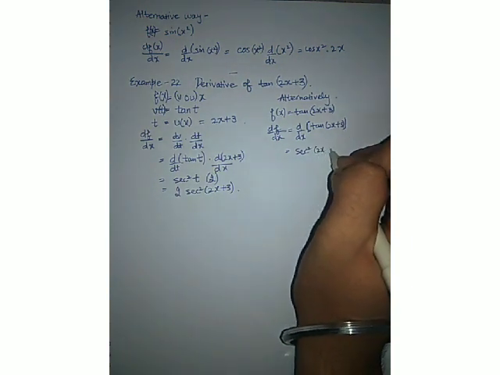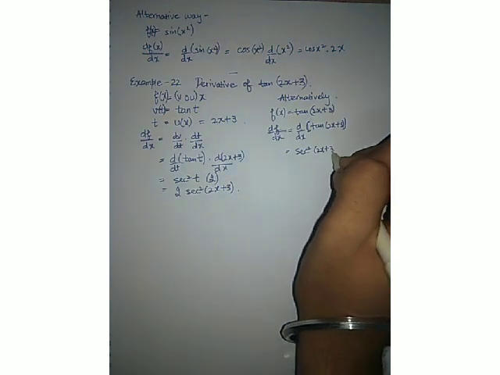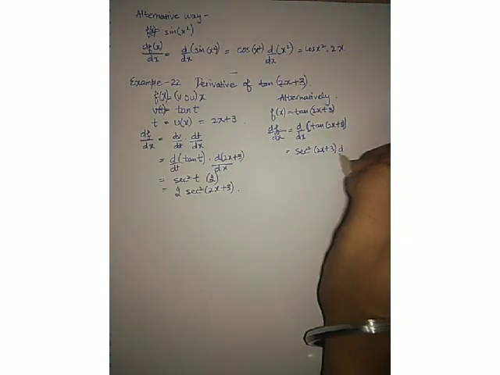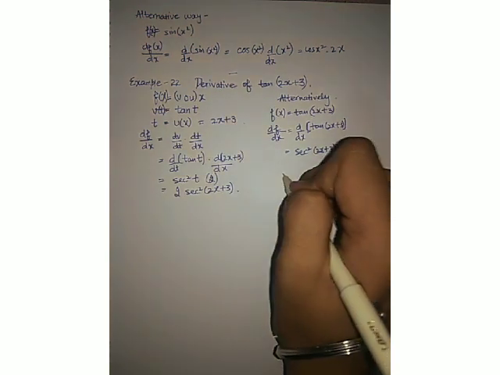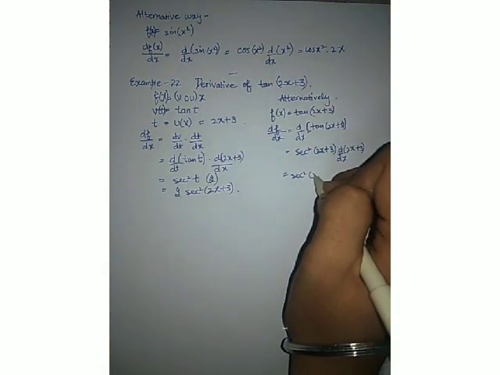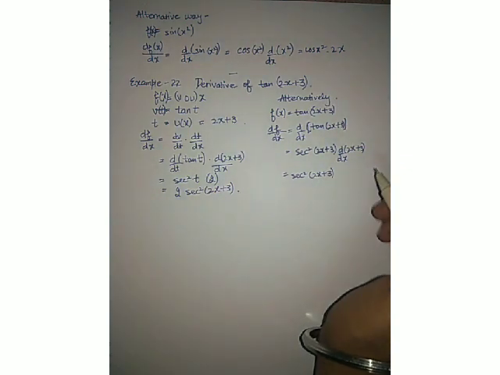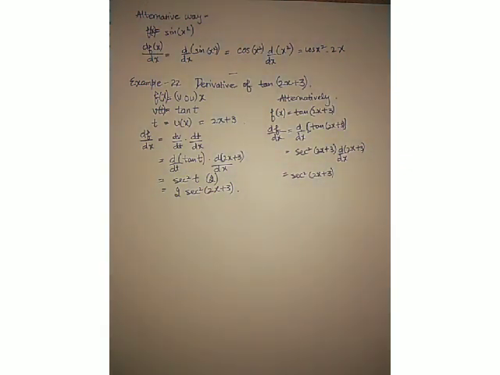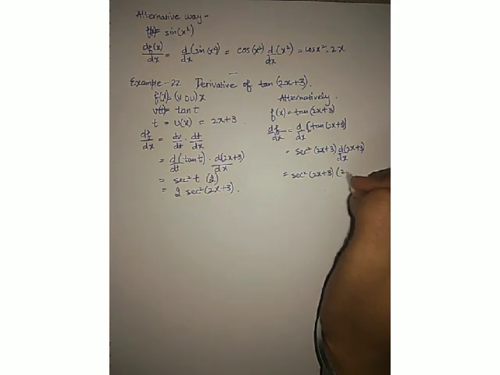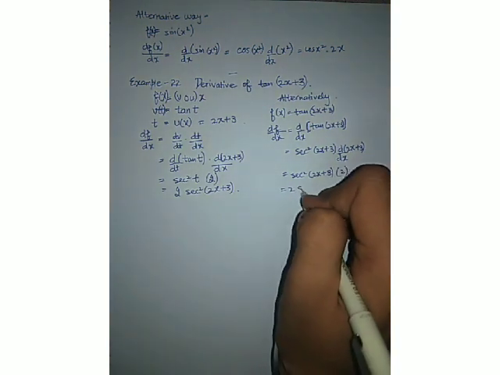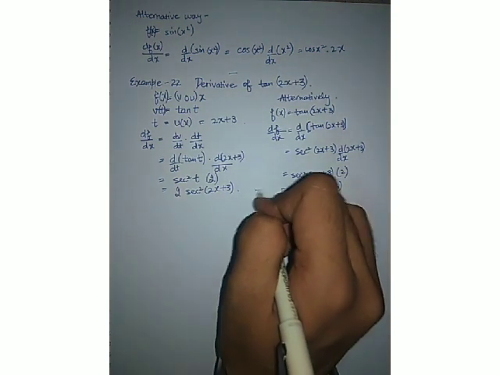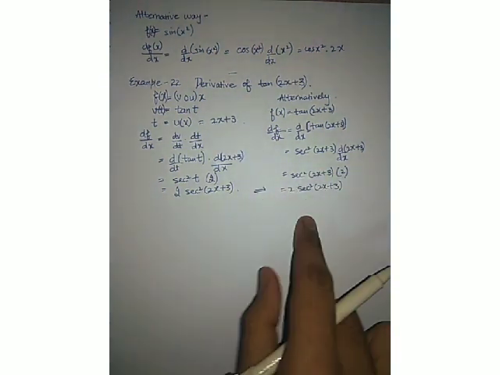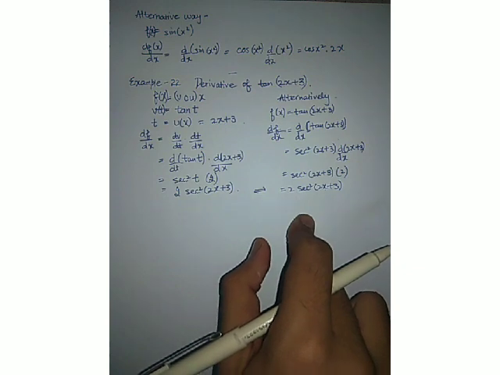What's x now? What's the angle? That is 2x plus 3, and you will definitely differentiate 2x plus 3 with respect to x, again with secant square of 2x plus 3. What will be the differentiation of 2x plus 3? That is 2. The answer will be 2 secant square of 2x plus 3. You can say clearly that there is no difference in both of the answers. So you can use any method.